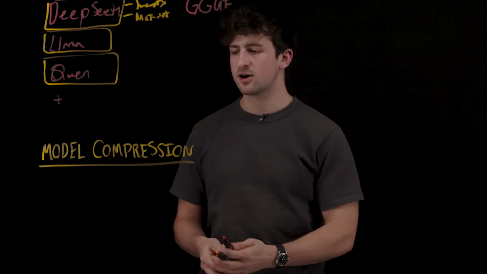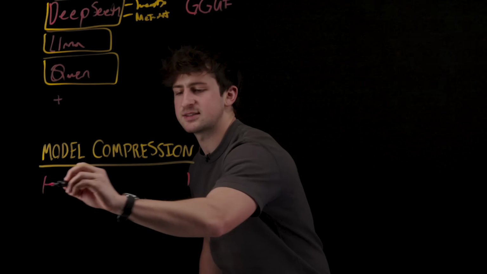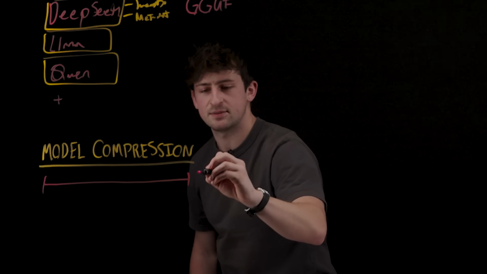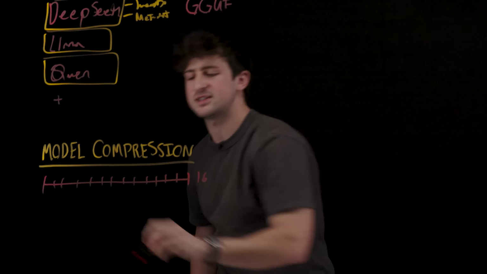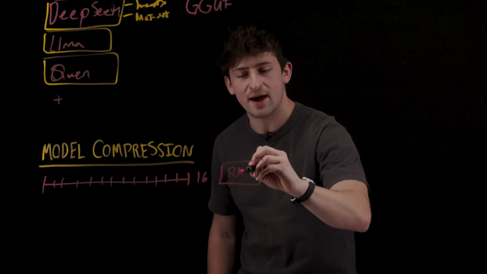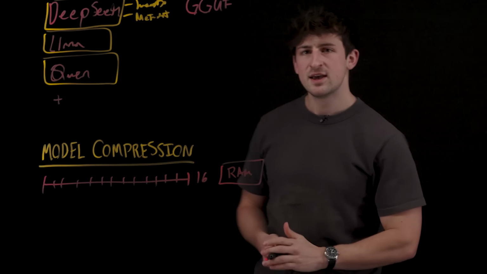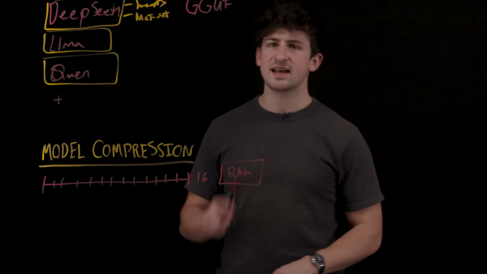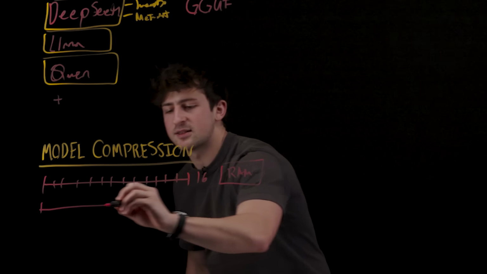Now, when models are released, they're typically released at a format or precision that's known as 32-bit or 16-bit. So let's say this is 16-bit, and we've got a high accuracy for this model. But at the same time, this requires a large amount of RAM in order to store this and run this model. So the idea with Llama C++ and these GGUF formats is that you can shrink the model down to a lower precision.